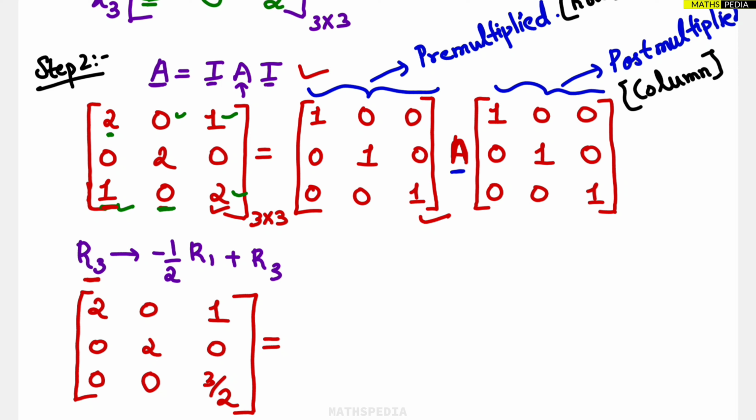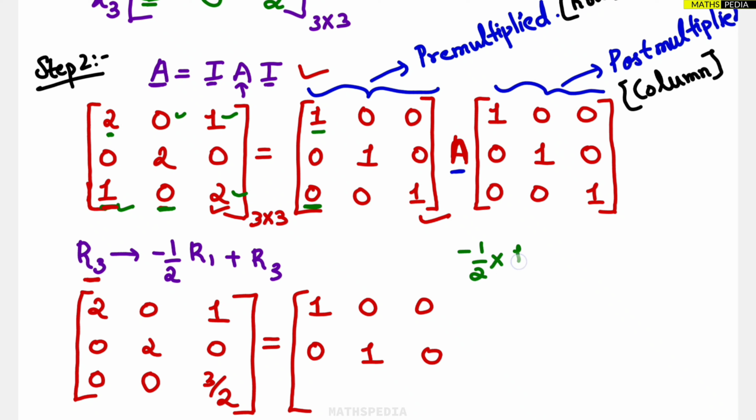So I have to change this matrix. Row 1 and row 2 will remain the same: 1 0 0, 0 1 0. Now row 3 will change. Let me do the calculation. The first element in row 3 is 0, so 0 minus half into R1. What is R1? 1, plus R3, which is 0. So it will become minus 1 by 2. Correct? So I have to put it as minus 1 by 2.